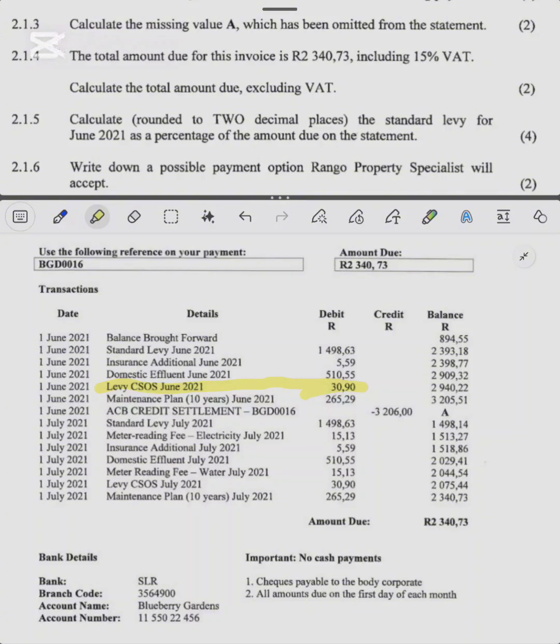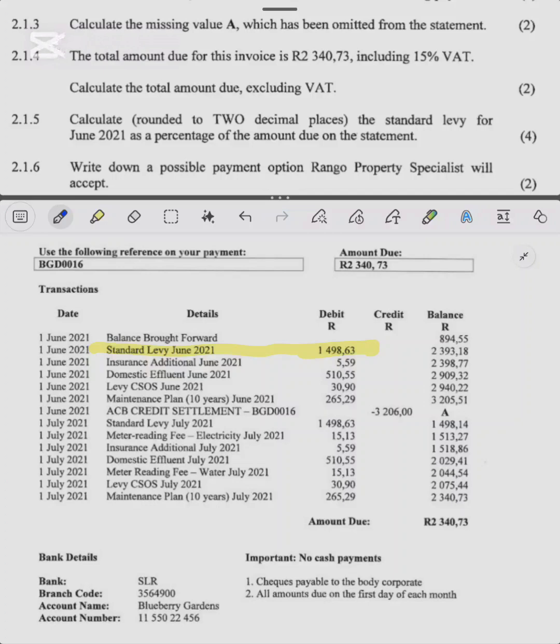Oh, I do apologize. Actually, I see that there are 2 levies that they mentioned relating to June. We've got the levy CSOS, but if you look actually higher, we've got standard levy for June. And given that the question specifically says standard levy for June, we're going to go for the one that actually matches that. So that's our portion that we're concerned with. They're wanting a percentage, which always tells us a fraction.